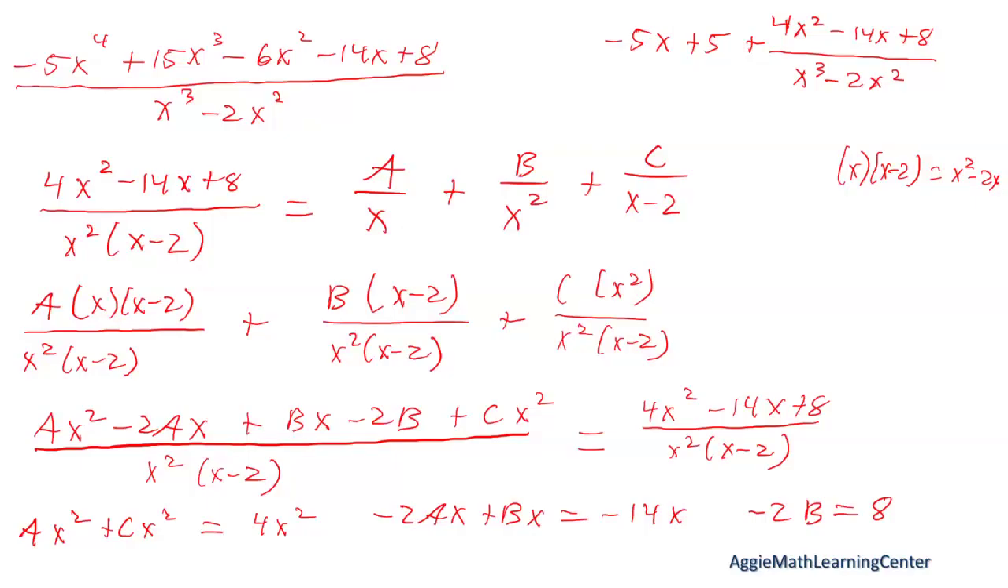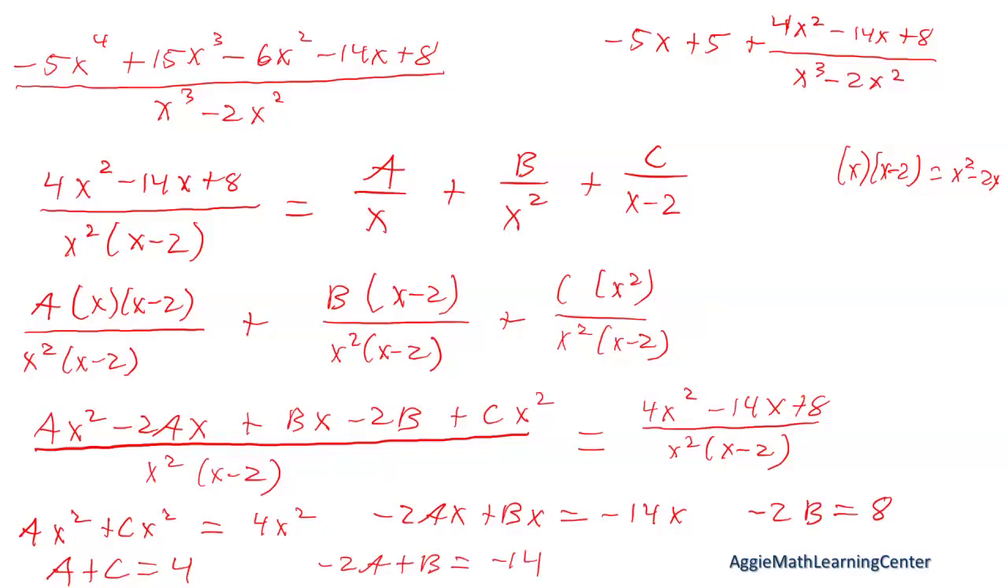Okay. And now we can eliminate. So in this first equation, you see there's a bunch of x squareds. So those can all cancel out, and you just get a plus c equals 4. This second equation becomes negative 2a plus b equals negative 14. And that third equation is negative 2b equals 8. And you can solve from there.